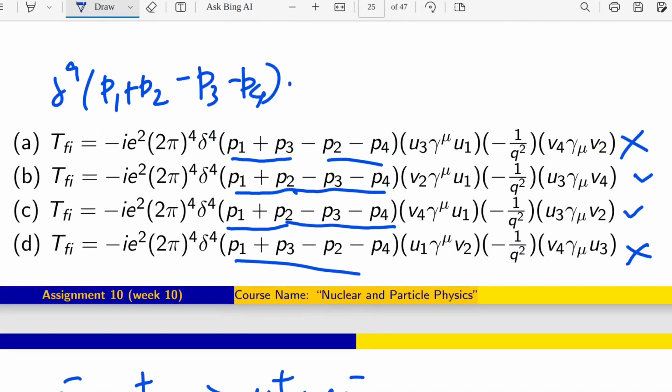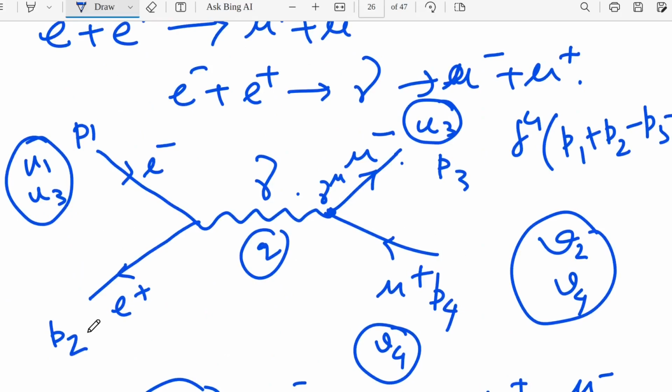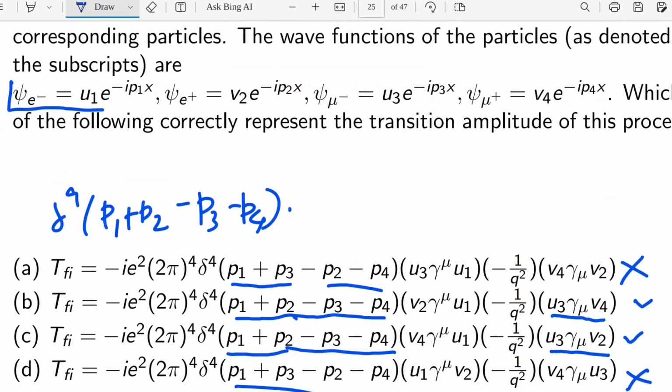Now coming to these two options, there is also one vertex, but right now we are talking about these two vertices. In that vertex you can see u3 gamma mu v4 and u3 gamma mu v2. If it is v2, then u3 gamma mu v2 is not a vertex, and this is u1. So our correct option will be B1, because the vertex will give us the correct result, which is u3 gamma mu v4.